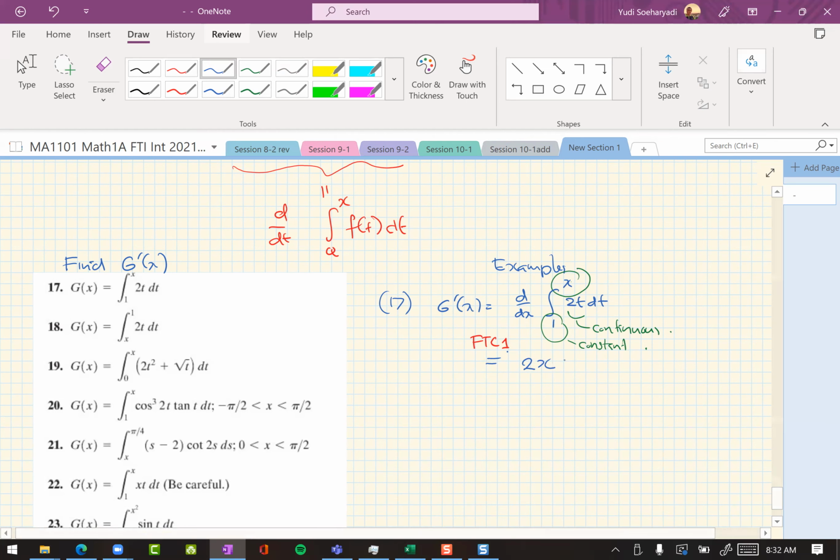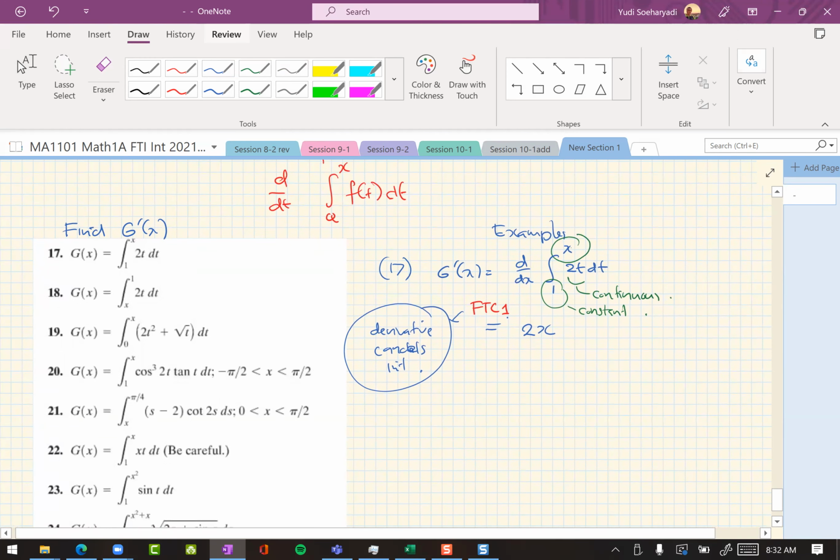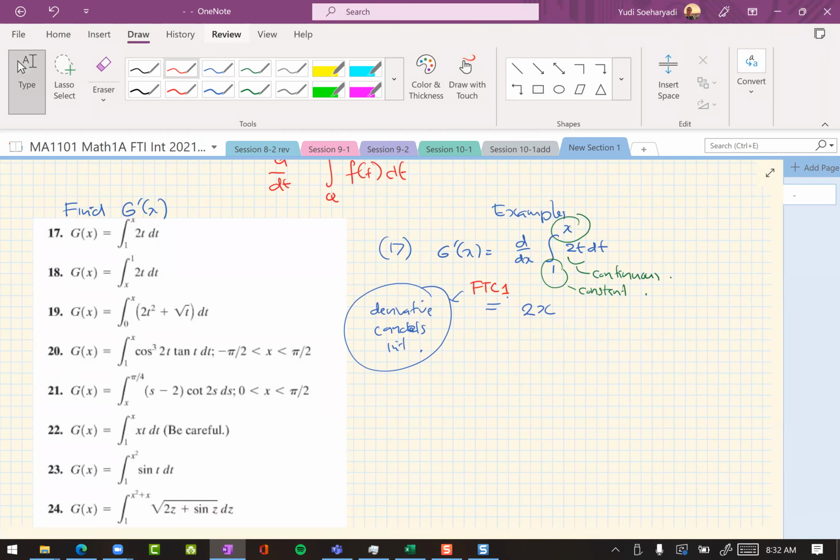This one says that the derivative cancels the integral. Okay, so that's right. 18. Let's see.